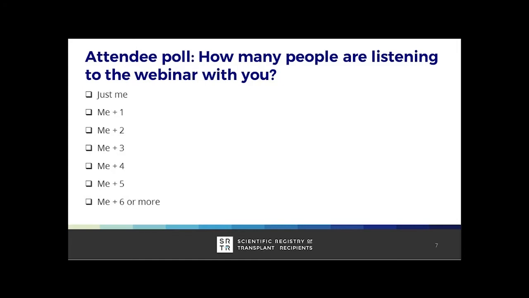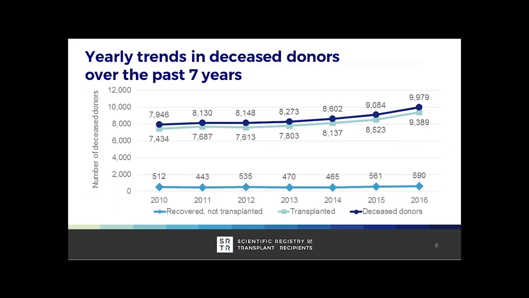Great. Jump back into the discussion. I always like to start with some good news, and I wanted to put up the yearly trends in deceased donors over the past 7 years. You can see here the blue line at the top are the number of deceased donors according to the most recent data the SRTR had available to us. Since 2013, 2014, we've been seeing this steady increase in deceased donors. We had 9,979 according to our latest data during 2016. The lighter blue line below are donors that actually had at least one organ transplanted. And then you can see the recovered but not transplanted down there at the lower line.